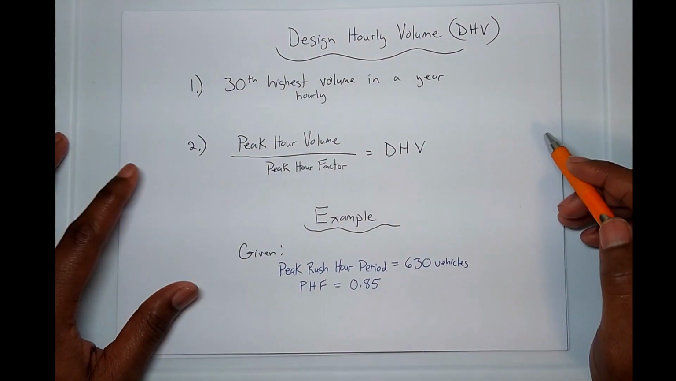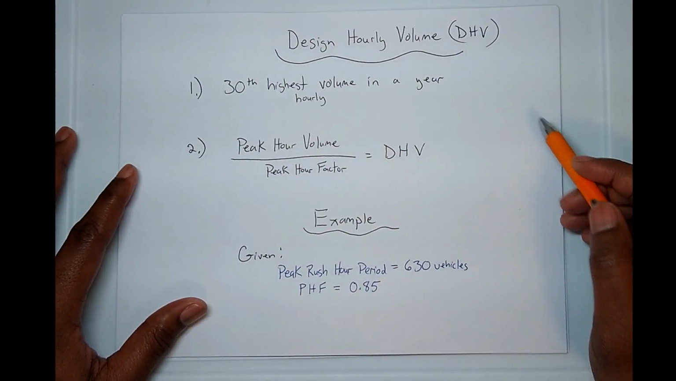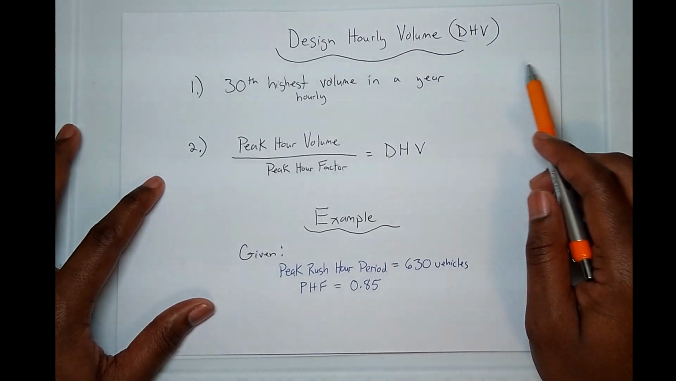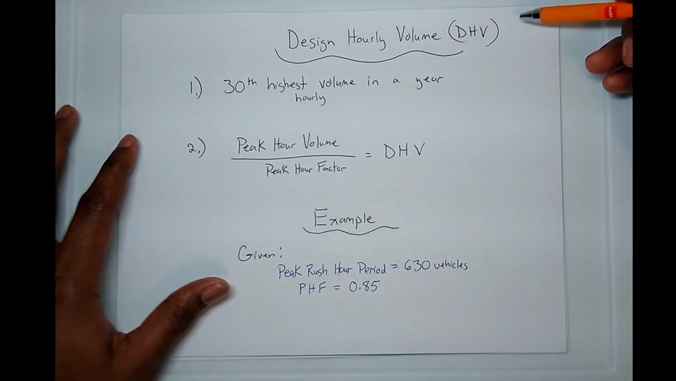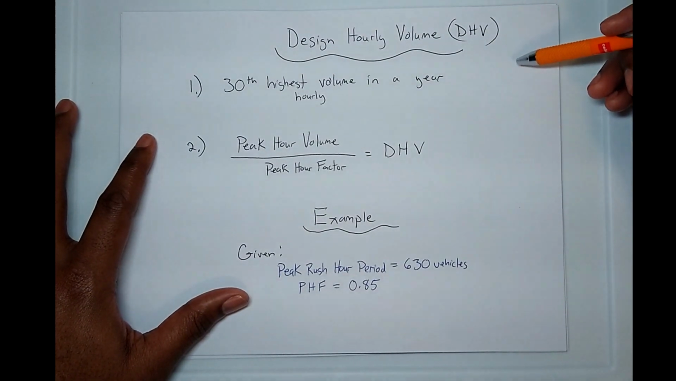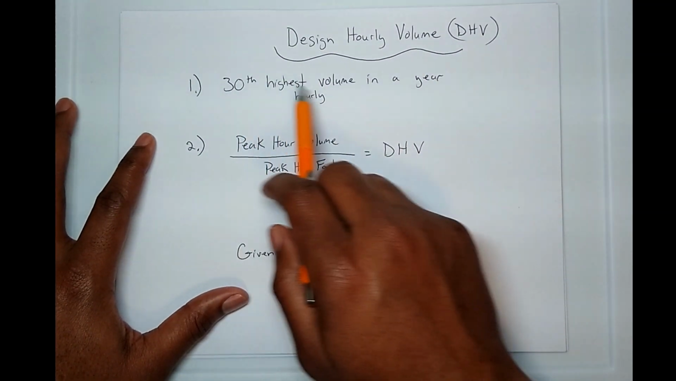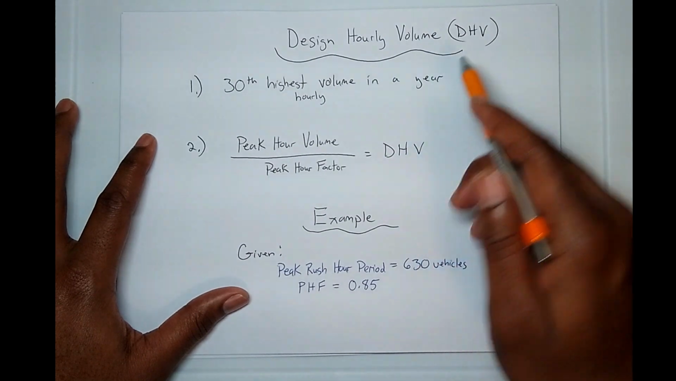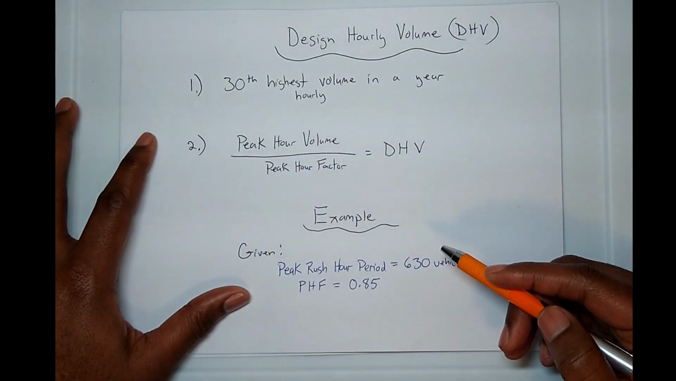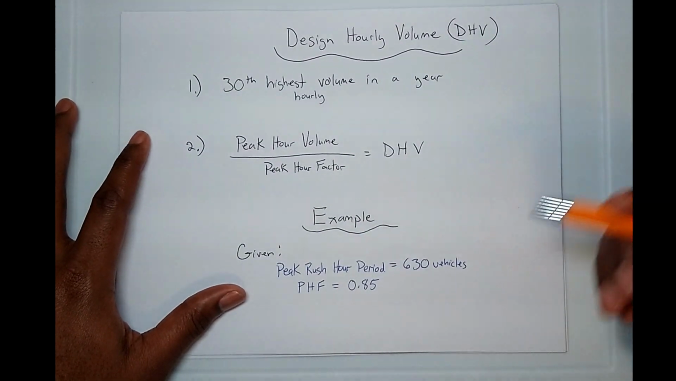So as a quick recap, if you wanted to know what your design hourly volume should be, and you had that information for all of the hourly volumes for an entire given year, you rank it and you pick the 30th highest hourly volume in that year, and that will give you a design hourly volume that you should use for your calculations going forward.